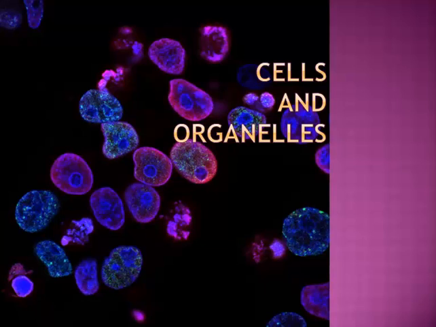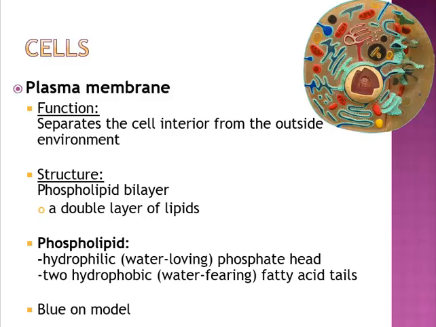Cells and organelles. So we're first going to talk about the parts of a typical animal cell. So let's get started with our plasma membrane. Our plasma membrane provides a selective permeable barrier between the intracellular and extracellular environments of the cell. So as we can see on this model, our outer portion is going to be the plasma membrane.